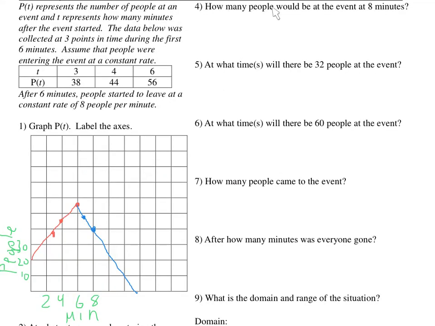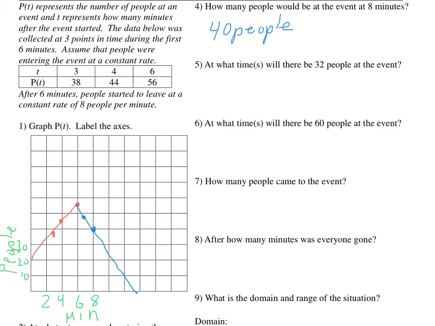Next question, how many people will be at the event at 8 minutes? So 8 minutes is right here. So you can kind of see it right there. Well, actually, if I did my dot right, that looks about 40. Did I do it right? Let's think. If I was at 56 here, and I'm dropping 8, so 56 dropping 8. Okay, yeah, 56 dropping 8 is 48. Drop 8 again, that would be at 40. So how many people in 8 minutes? It would be 40 people.